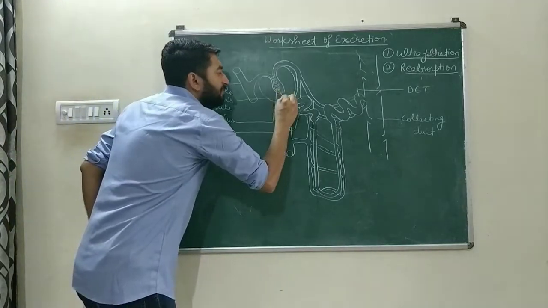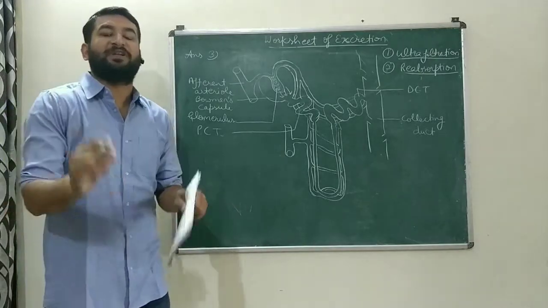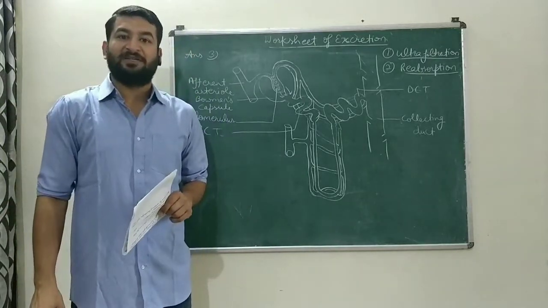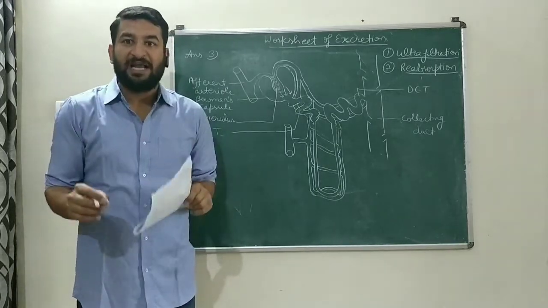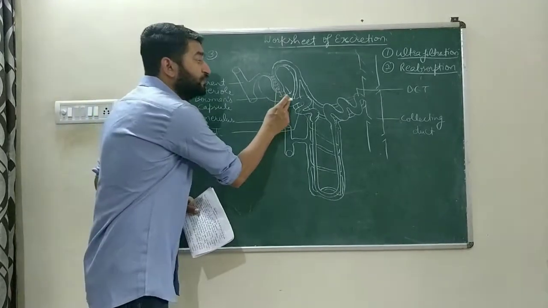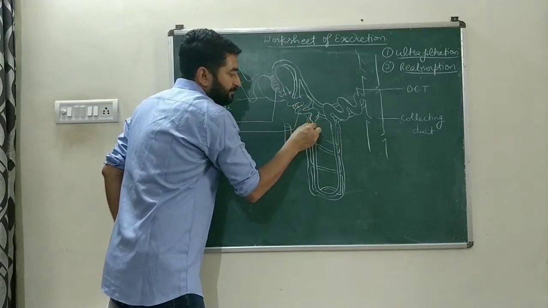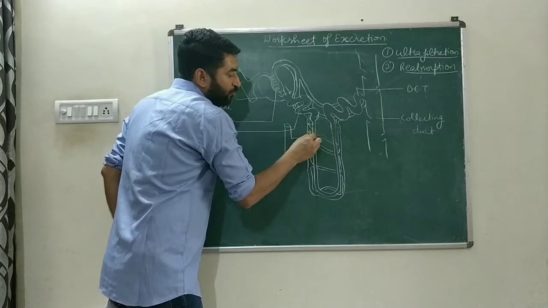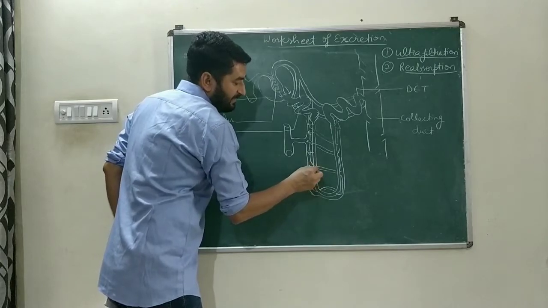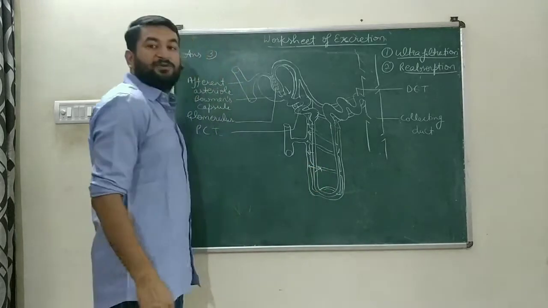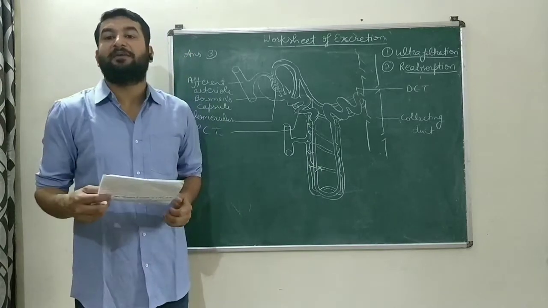The filtrate which comes into the Bowman's capsule still contains certain useful materials. And those useful materials are glucose, amino acids, salts and water. These useful materials are again reabsorbed into the blood capillaries. So this step is known as the reabsorption or tubular reabsorption.